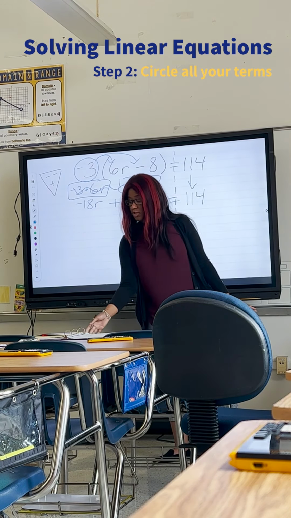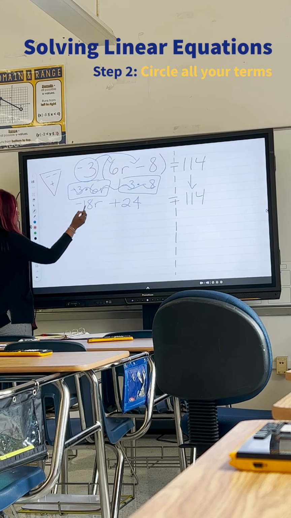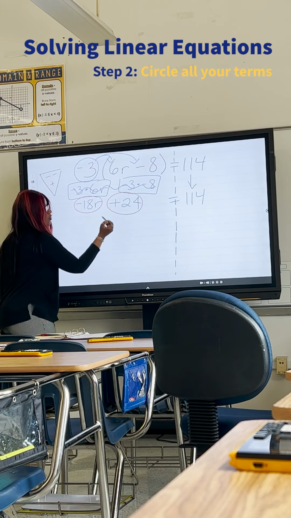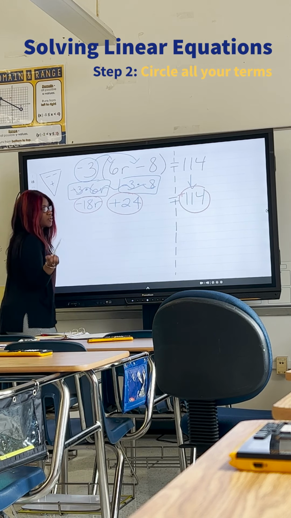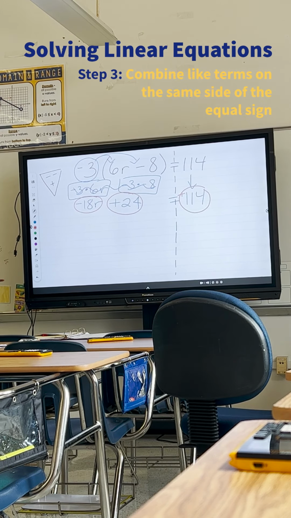Now, step two is to circle all my terms. My first term is -18r. My second term is positive 24. And over here I have a positive 114. I'm going to add a positive just so I remember that it's positive, okay? Alright, so step two is now complete. I have three terms, okay?